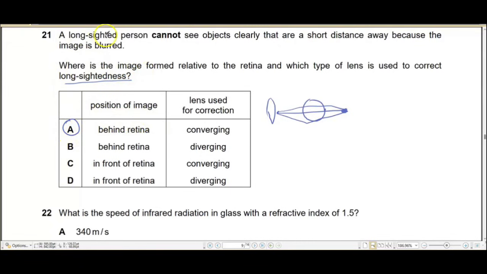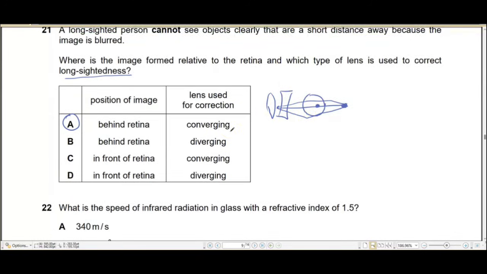And for a short-sighted person, the image is going to be formed before the retina, and it would be corrected using a diverging lens. Okay, so this is it.